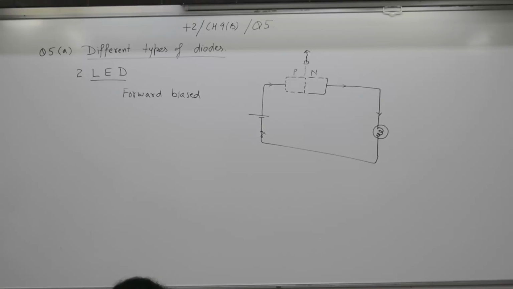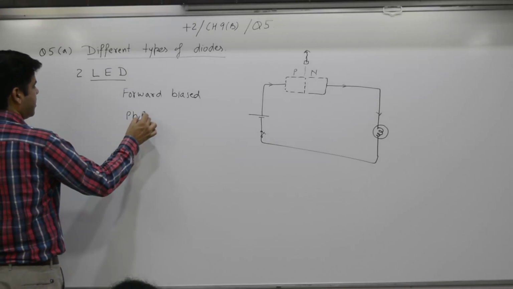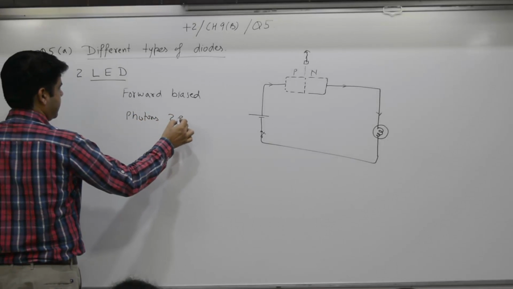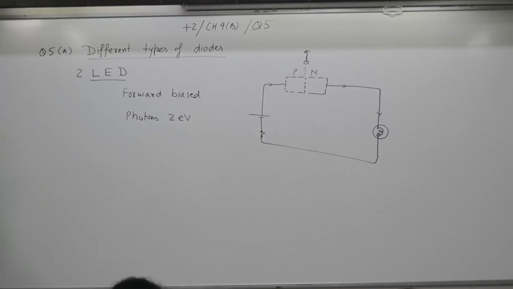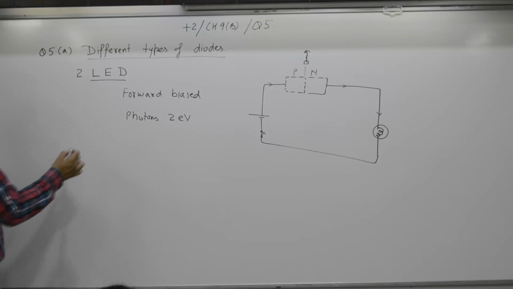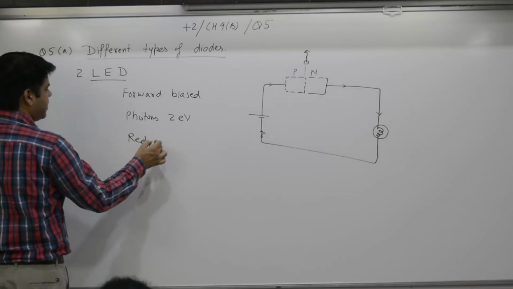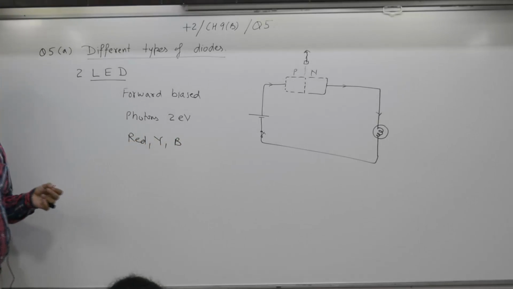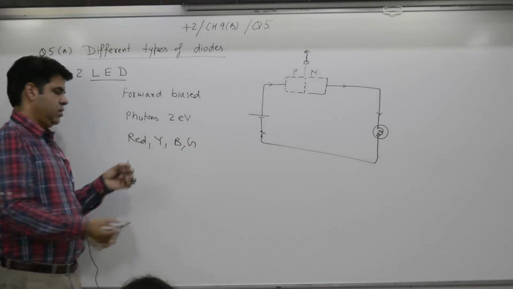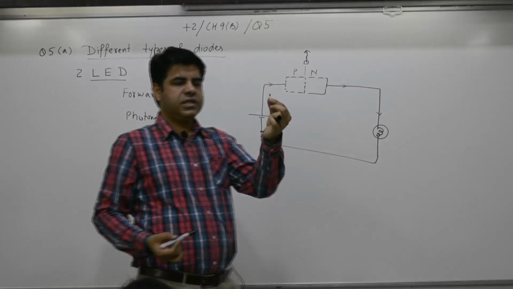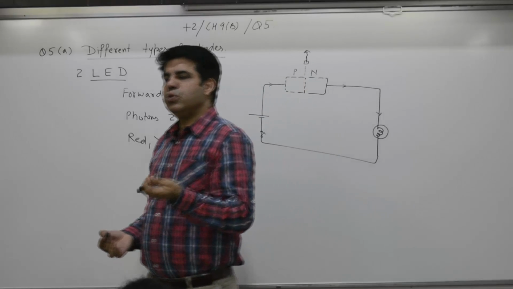Photons are ejected from the transparent window as electron hole combination takes place. If these photons have energy of the order of 2 electron volt or nearby, then it gives you some color. That color can be red, yellow, blue, green. Different types of LEDs are there: red, yellow, blue, green.